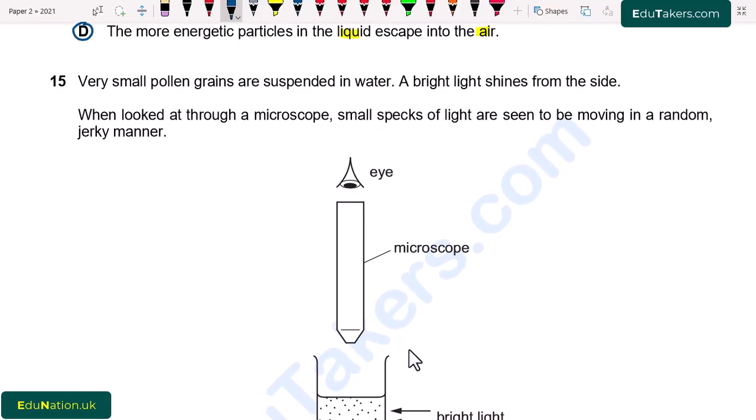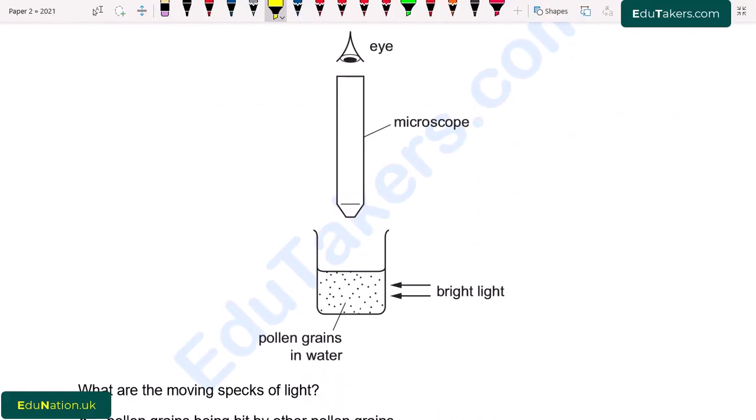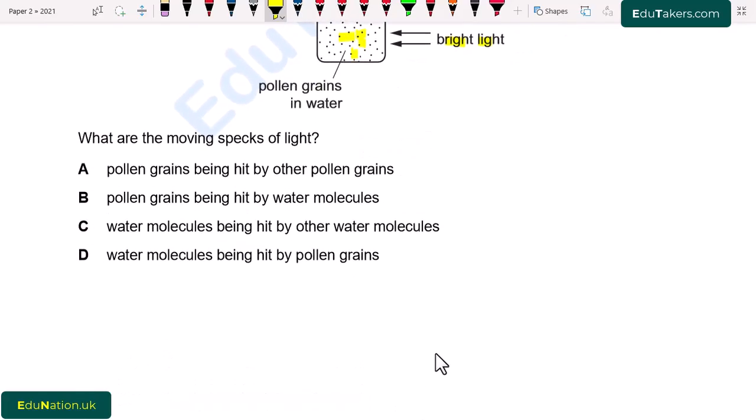Question number 15. Very small pollen grains are suspended in water. A bright light shines from the side. When looked at through a microscope, small specks of light are seen to be moving in a random jerky manner. So here is a beaker. Inside there is a water molecule and there are also pollen grains in water. When the bright light falls on this, their motion is observed through the microscope here.